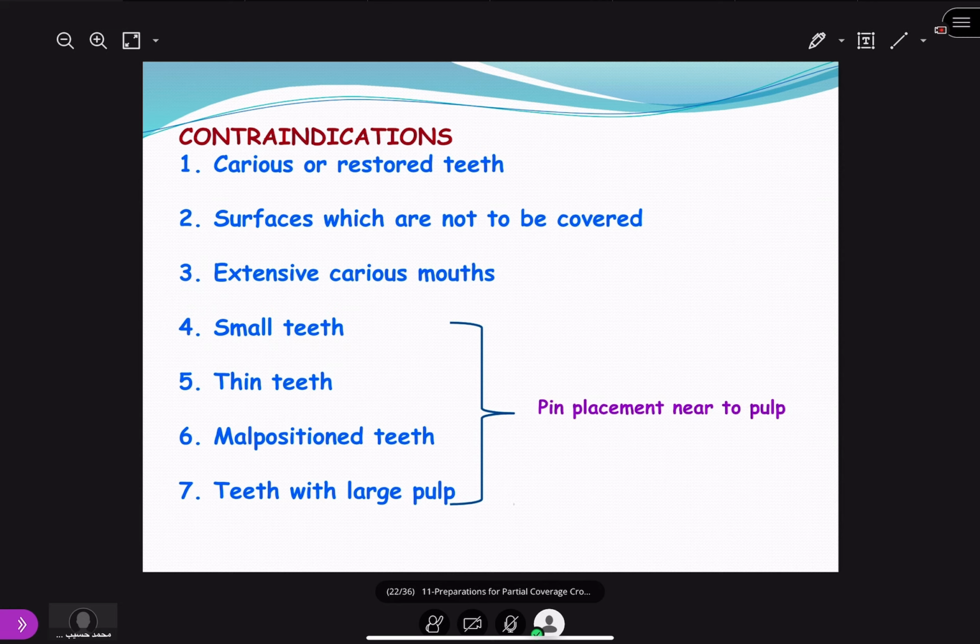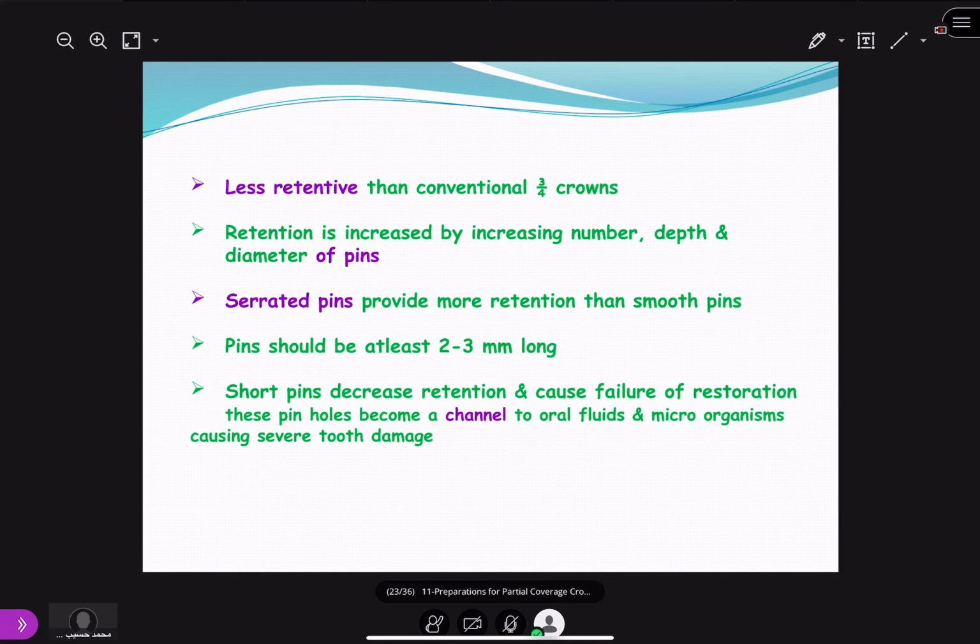First of all, the contraindications for this preparation: carious or restored teeth, surfaces which are not to be covered, extensive carious mouth, small teeth, thin teeth, malposed teeth, and teeth with large pulp. In these, we cannot give the pin preparations, because pin placement will come near the pulp and it can cause pulp damage. So these are the contraindications for the pin modified 3/4 crown.